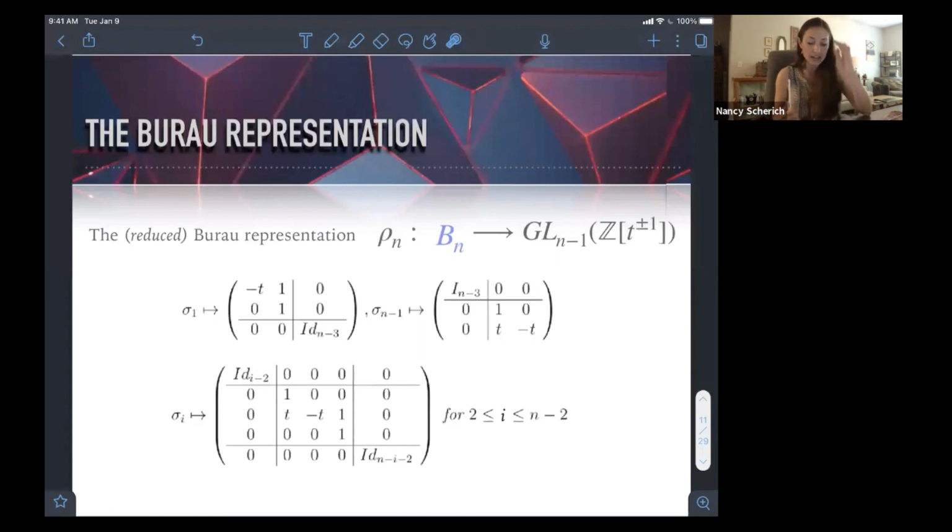So I want to just give you a quick little sketch about where the topology comes in and how you can utilize topology to get a representation of your braid group. And we won't go through all the details because there's a lot of algebraic topology, but I just want to give you the flavor of how to use topology to get a representation.